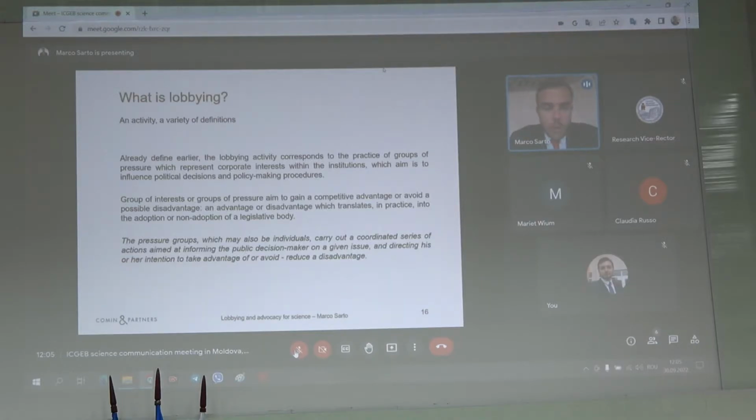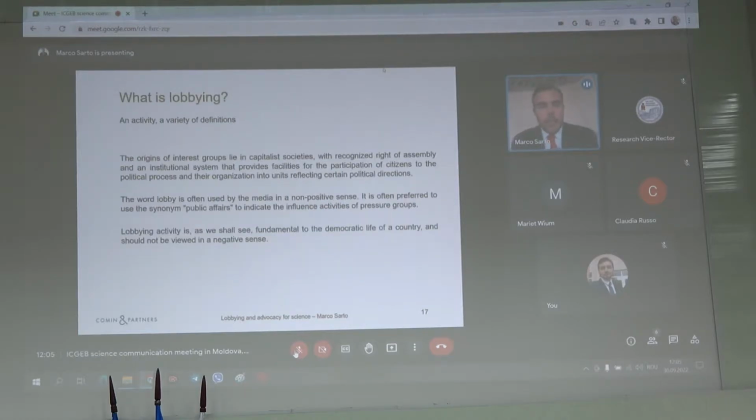Speaking about lobbying, we have to speak about groups of interest or pressure groups, which gain a competitive advantage or avoid a competitive disadvantage. This activity is related to the adoption or, for sure, the non-adoption of a legislative measure. So we may say that pressure groups could exist only if the institutional system provides facilities for the participation of citizens in political processes. The word lobby is often used by the media in a non-positive sense.